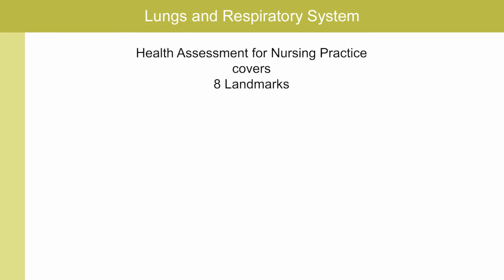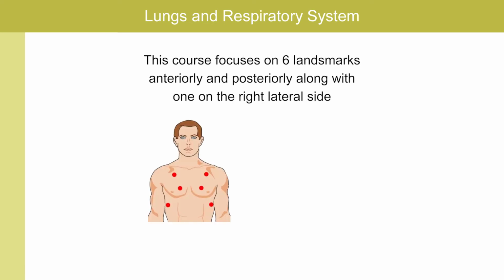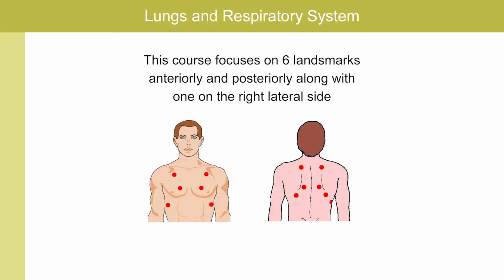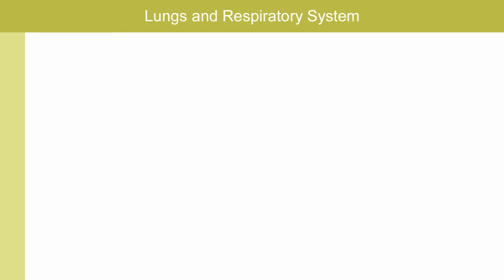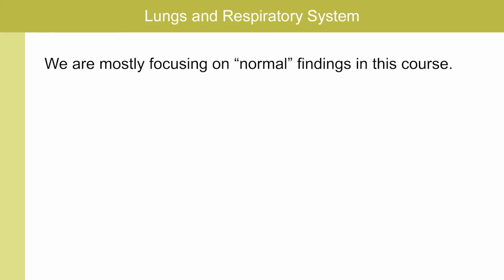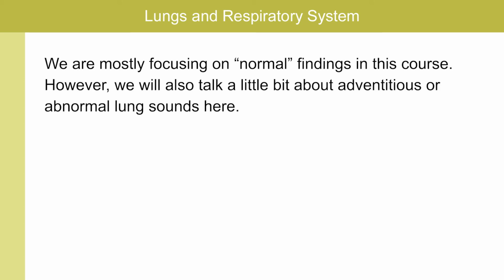Your textbook shows 8 landmarks anteriorly and 8 landmarks posteriorly. In this course, we will focus on using 6 landmarks anteriorly and 6 landmarks posteriorly, along with 1 on the right lateral side. We are mostly focusing on normal findings in this course. However, we are going to talk a little bit about adventitious or abnormal lung sounds here.